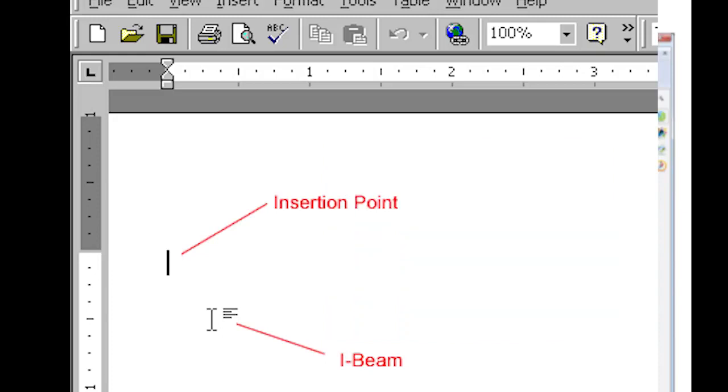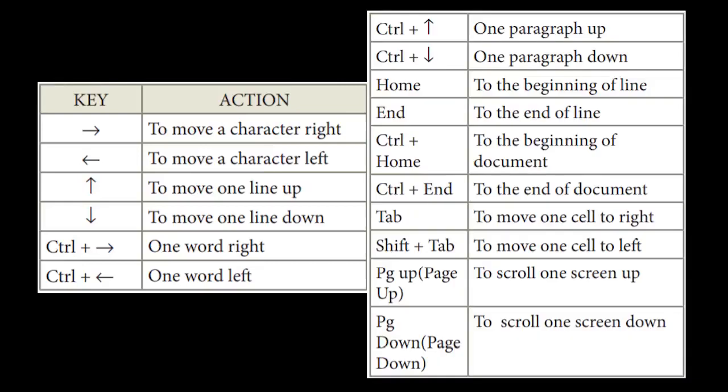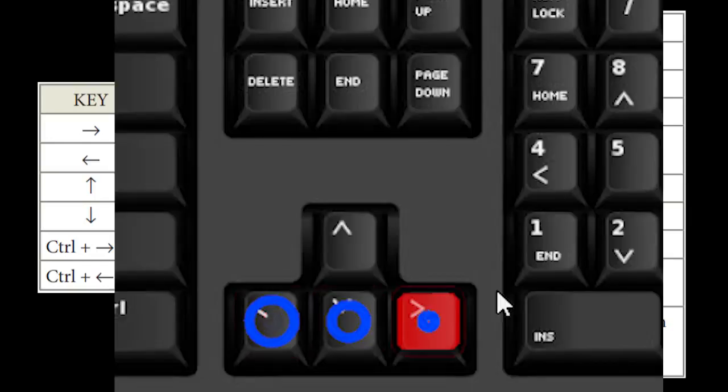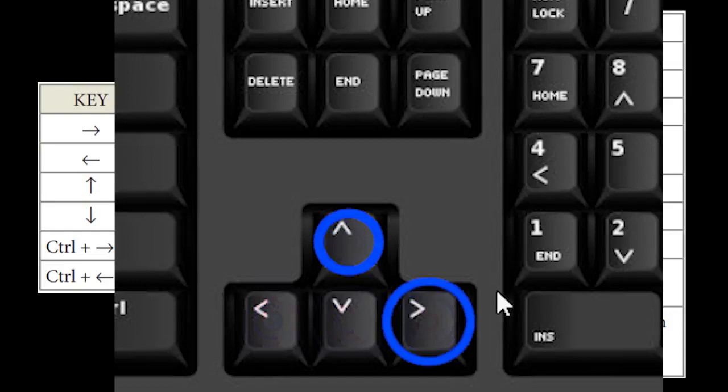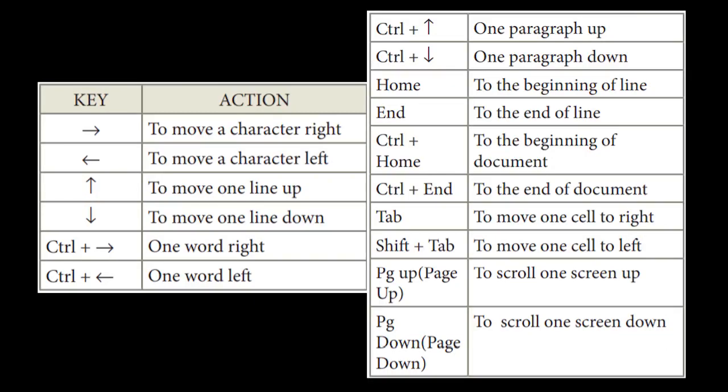Next, we are going to see about moving within a document, right? Moving within a document means to move a character to one place, right? For that, we'll use arrow keys. In the keyboard, we'll have 4 arrow keys: left arrow, right arrow, up arrow, and down arrow, right? So these 4 arrows are used to move a character, right? To move a character right, you will use the right key. Left side means you will use this left key. If you want to move one line up, you will use the up key.